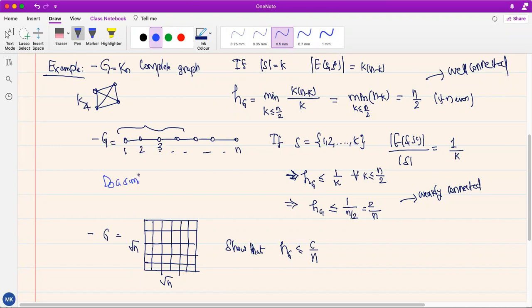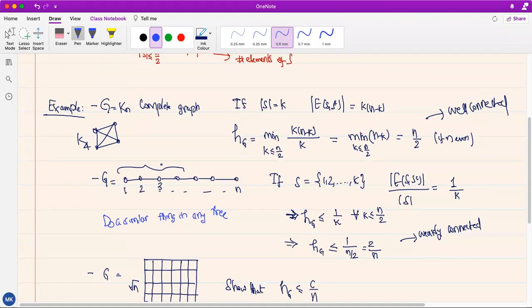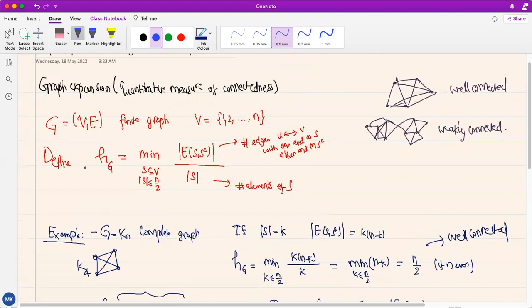Sir, are we saying that if we remove more than n by 2 vertices to make it disconnected, then it is well connected? And if we remove less than n by 2 vertices and it becomes disconnected, then it is weakly connected? No, we are not saying that. I'm just saying that that could have been one notion. You can define a quantity associated to a graph, which is the smallest number of edges I want to delete so that it becomes disconnected. That can be a definition. Is it a good definition? I'm not going to go into that. This is a better definition is all I will assert. This H is a much better definition.